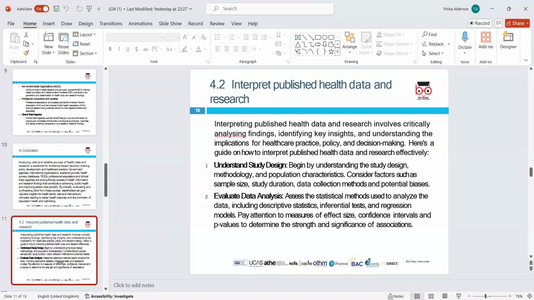Evaluate data analysis. In order to do this, you need to assess the statistical methods used, including descriptive statistics, inferential tests, and regression models. You need to pay attention to the different measures of effect size, confidence intervals, and the p-values to determine the strength and significance of associations. You need to evaluate all the information in front of you and weigh up to see whether the things that were used were appropriate.